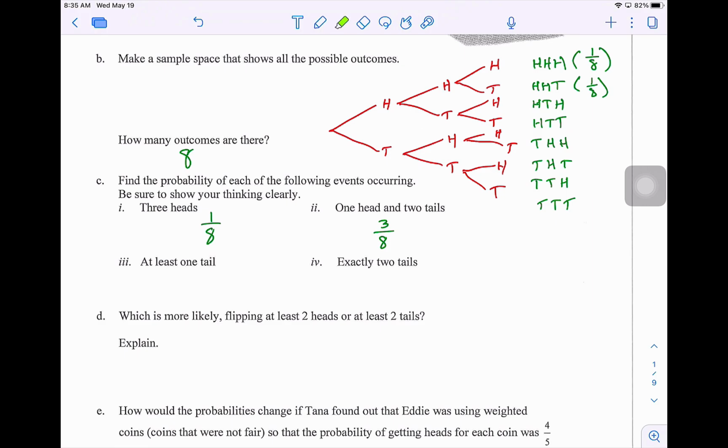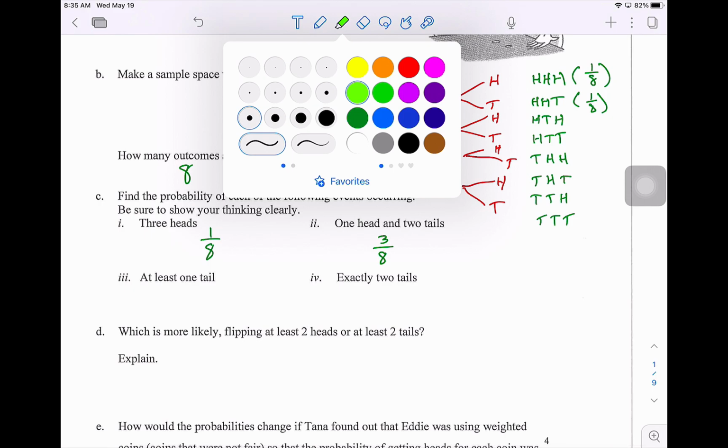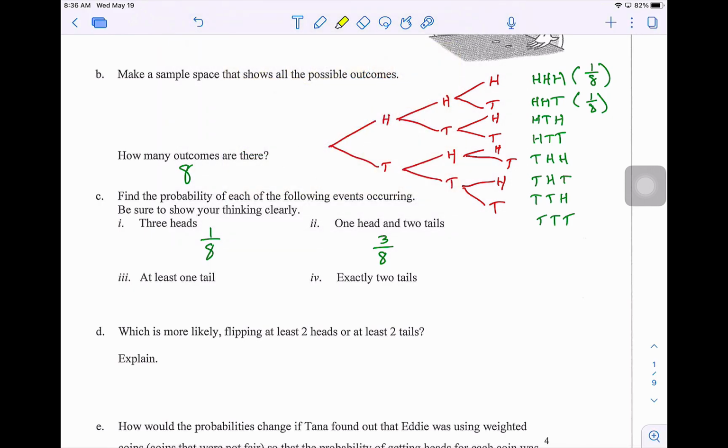If you can't quite see it, here's the 3. We say 1 head. There's 1. There's 2. There's 3. There's your 3 out of the 8.